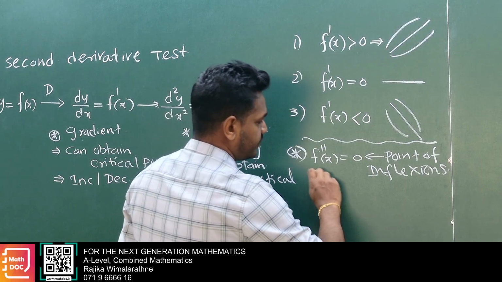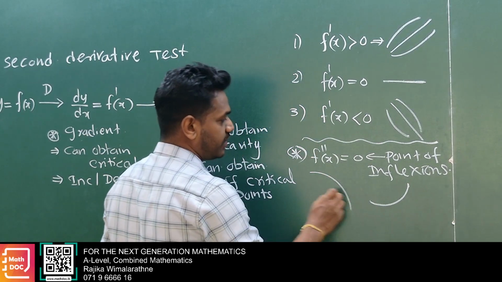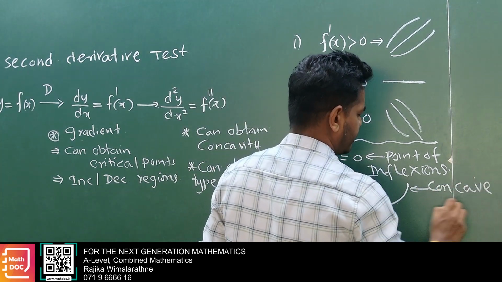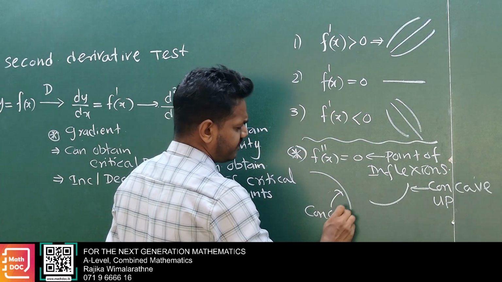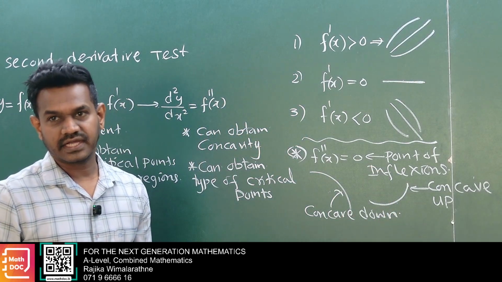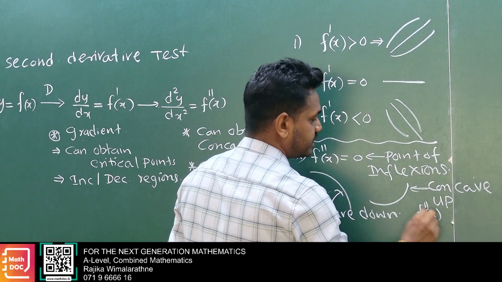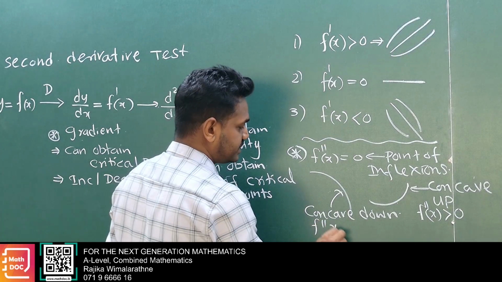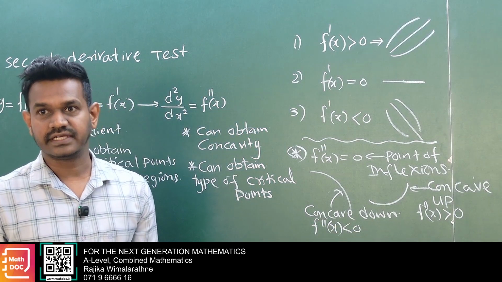Here we have concave down and concave up. For concave up, we say f double dash x is positive. For concave down, we say f double dash x is negative. This is the thing.